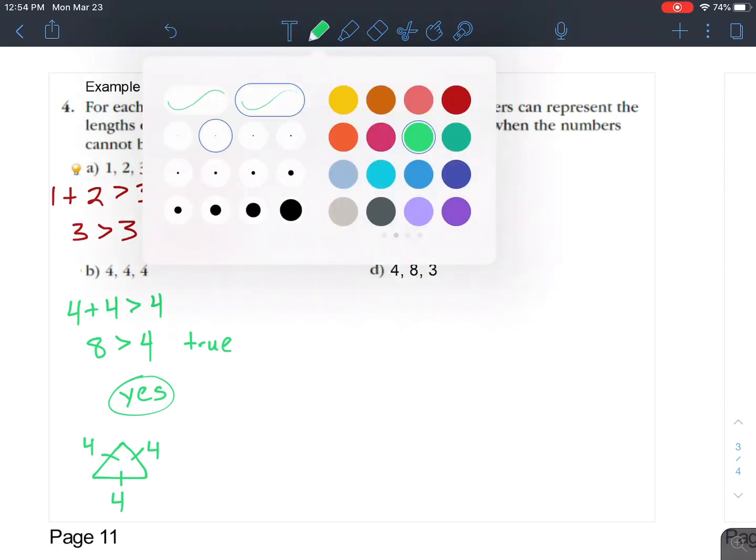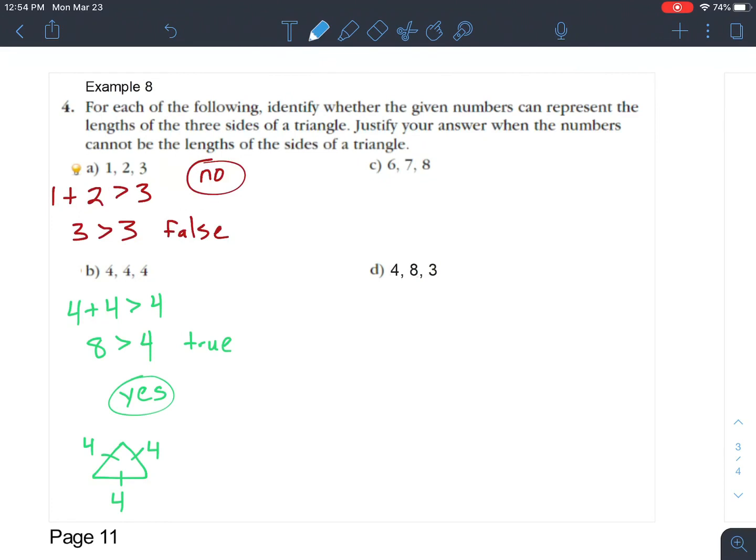Okay, for letter C, 6, 7, and 8. So what we should do, we should add 6 and 7 and see, is that greater than 8? Well, we've got 13 is greater than 8, so that one works. Then we should show another combination. 7 plus 8 is supposed to be greater than 6. We get 15 is greater than 6. That also works.